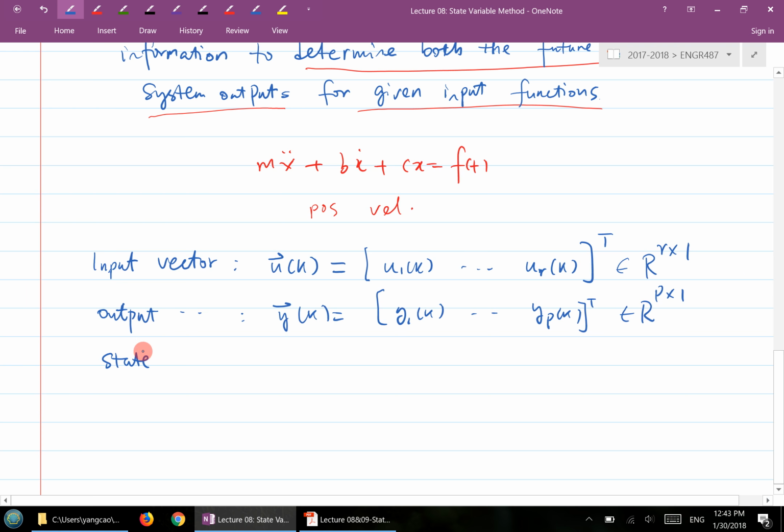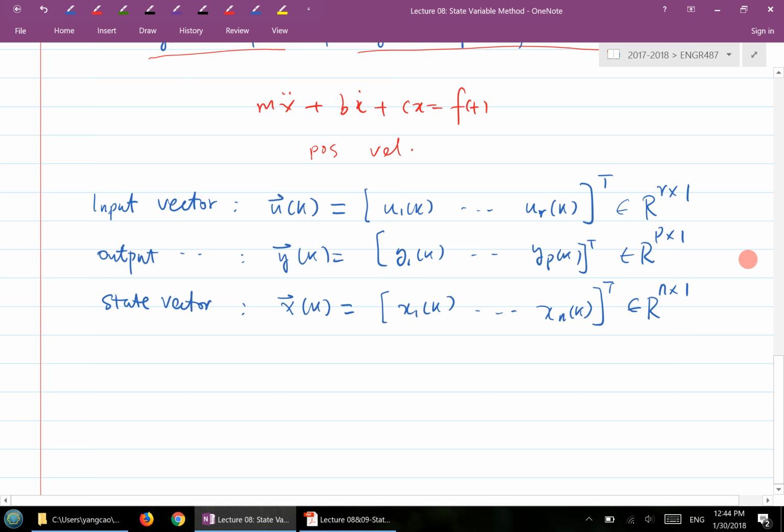And of course you can have the state vector. This is basically the vector representing the state variables, and we use x of k. Whenever you see an arrow sign on top of the symbol, it represents a vector in this class. So we have n number of states here, that's R^(n×1). Here is basically the information that you need to describe a system.